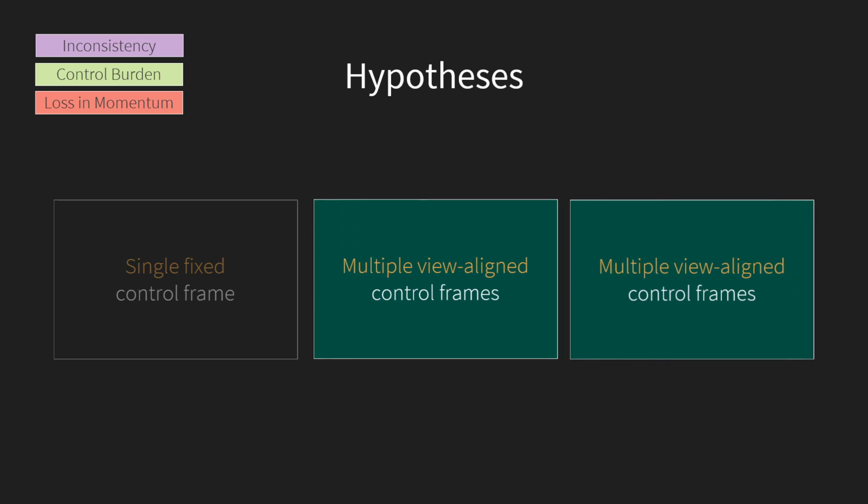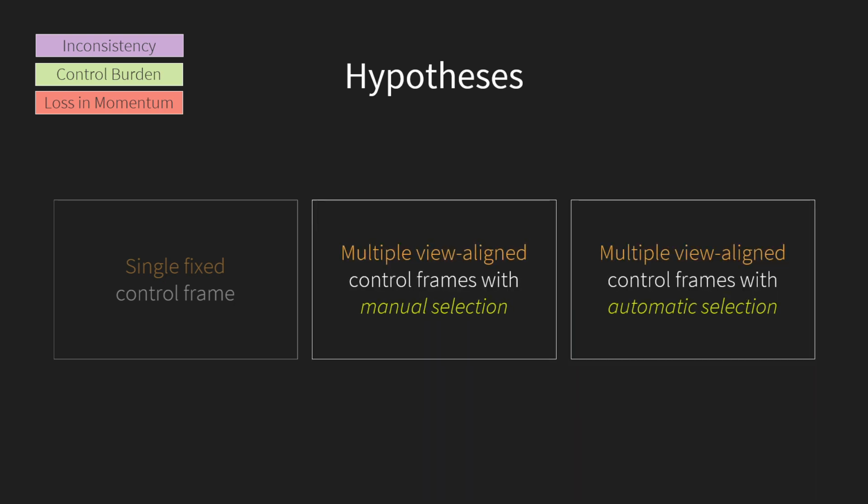We consider two mechanisms for selection. The first one is manual selection by the user pressing a button. The second is automatic selection based on the view that the user is currently seeing. We infer the user's current view in our work using eye gaze data. Our hypothesis is that compared to manual selection, automatic selection will result in better outcomes.